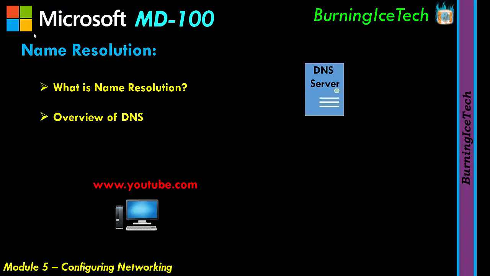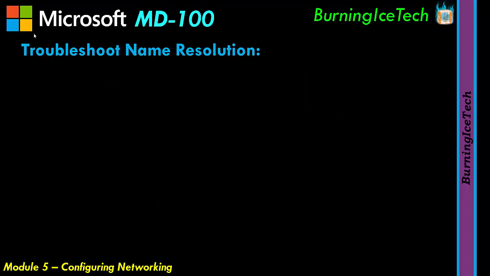Anyway, when it comes to troubleshooting name resolution, one of the first things you can try is to clear the DNS resolver cache. This is generally done by typing in something called ipconfig /flushdns.